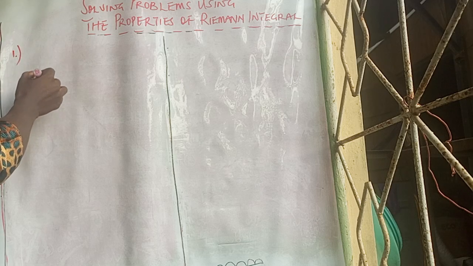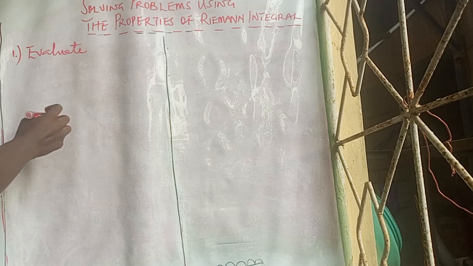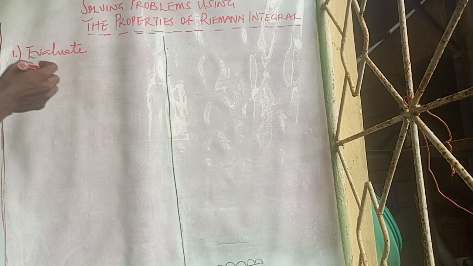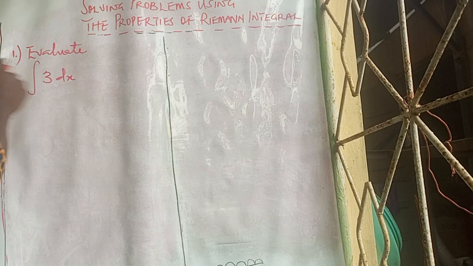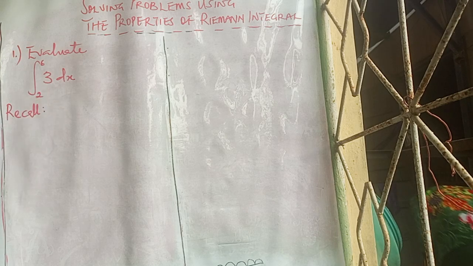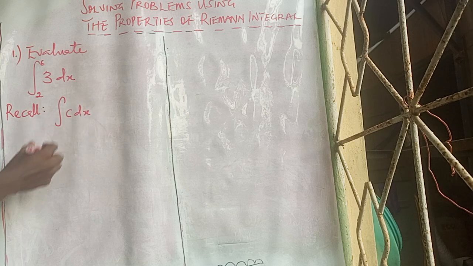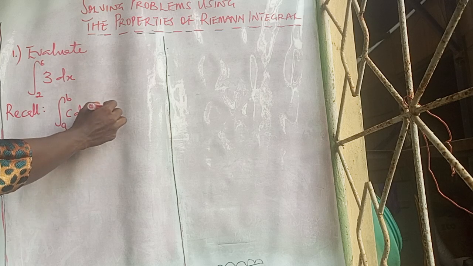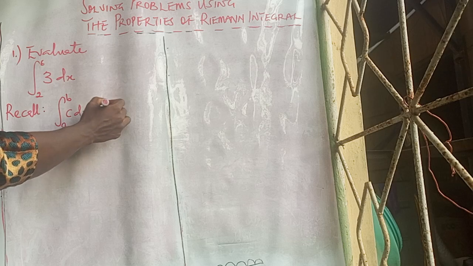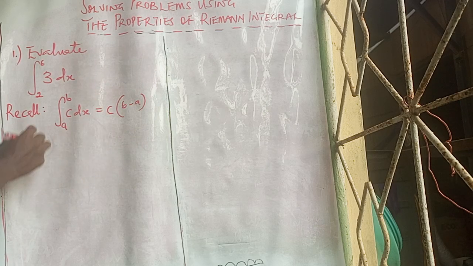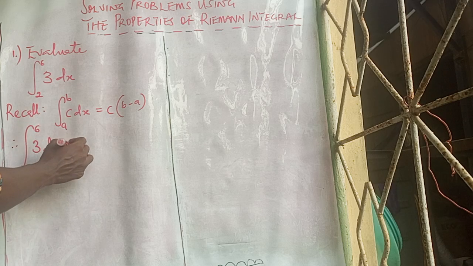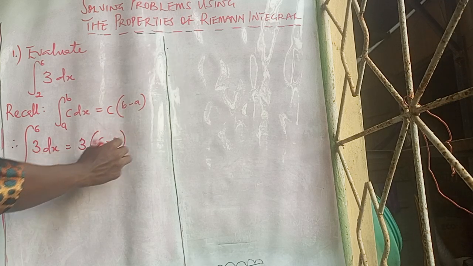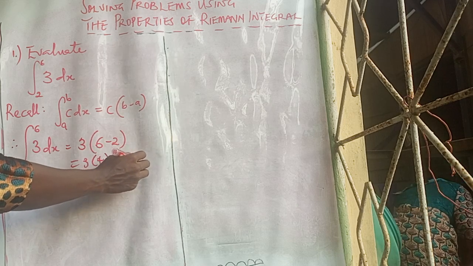We take the first one. It says we should evaluate the integral of 3dx from 2 to 6. Recall from the properties that when we integrate a constant over the interval a to b, it gives us the constant into b minus a. Therefore, the integral of 3dx over the interval 2, 6 will give us 3 into 6 minus 2, and that is 3 into 4, and that gives us 12.